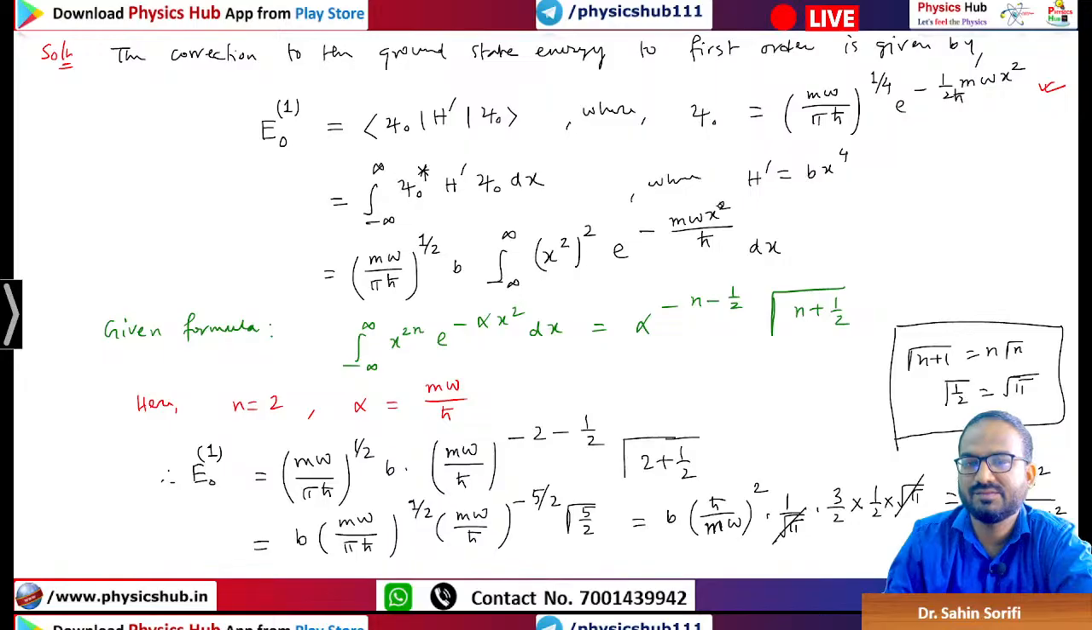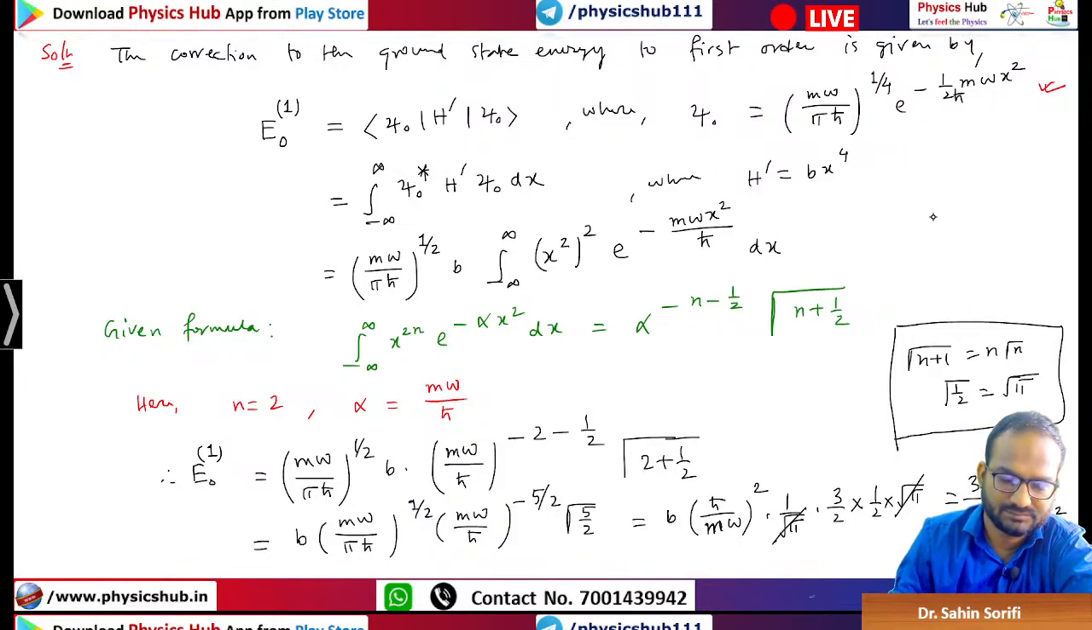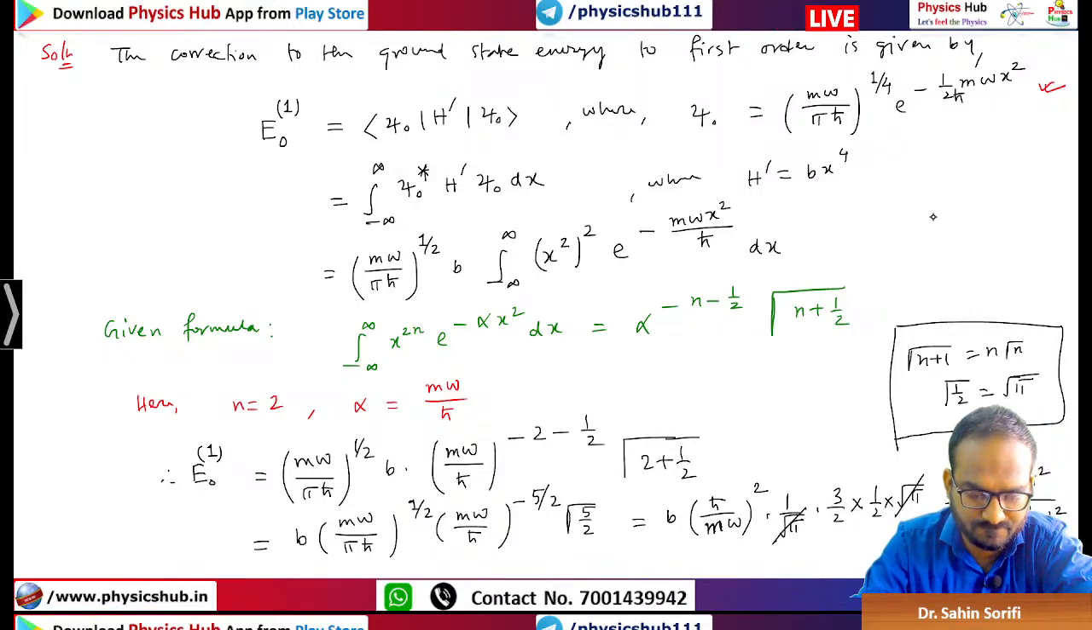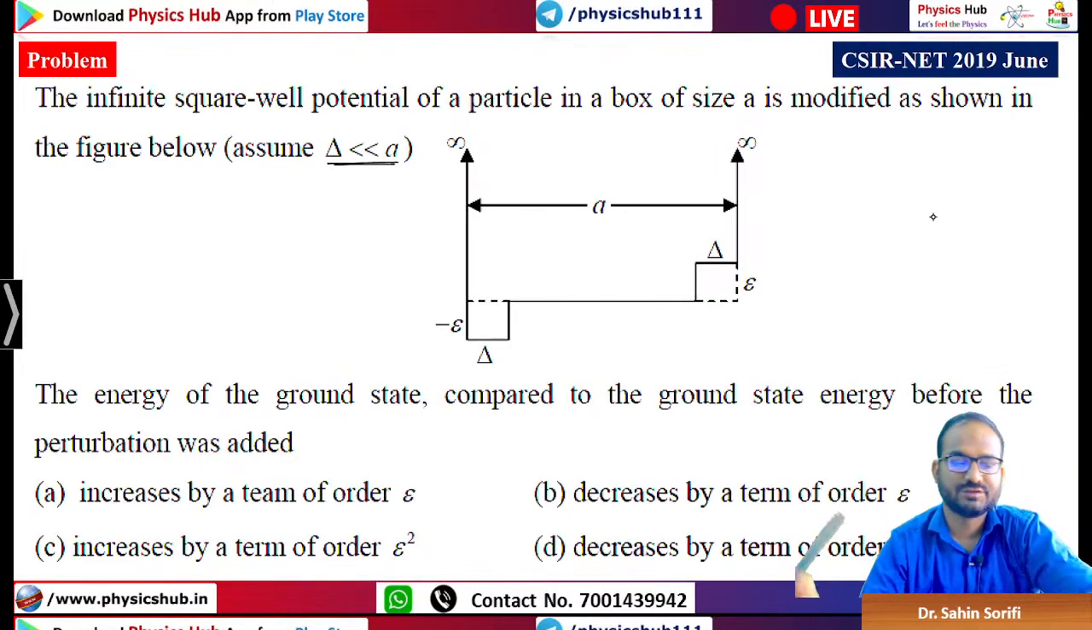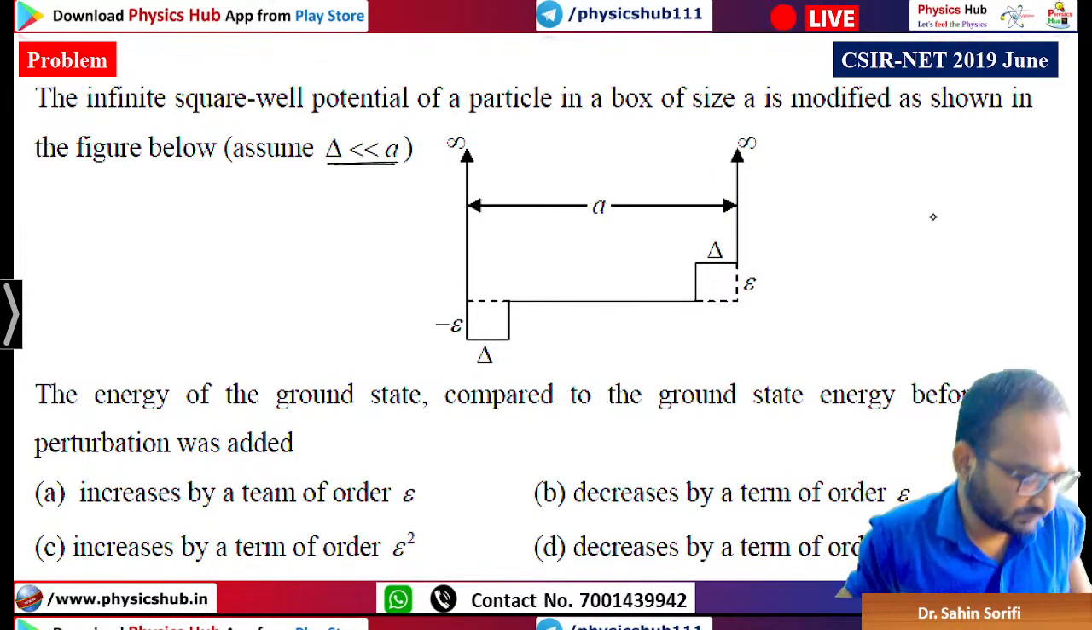This constant term b is taken here, from minus infinity to plus infinity. We have to write x to the power 4. So we have written x square whole square, e to the power. So it is the square of it, so this 2 is cancelled. So minus m omega x square by h cut, and dx. Understood now, Karthik? Just put the values of psi 0 star, H prime, psi 0 and you will get it. Do this one.